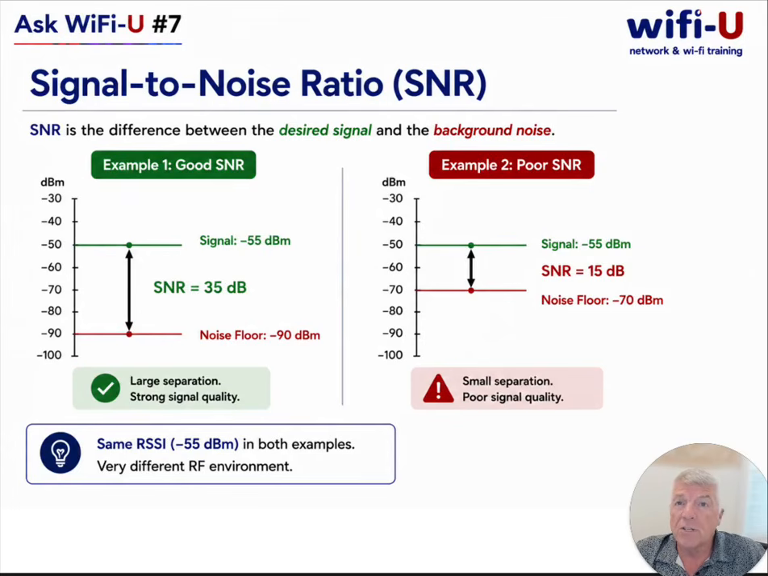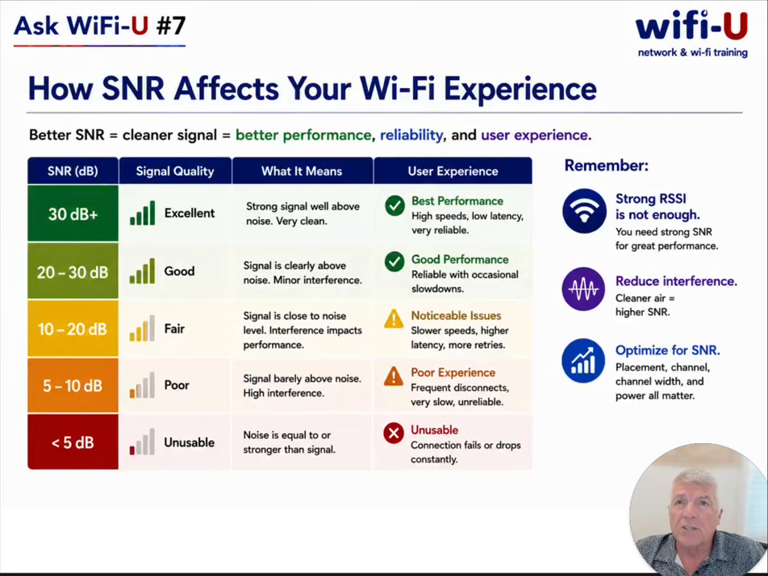Now suppose our signal is still -55, but the noise floor rises to -70. Our RSSI hasn't changed. We still have strong signal, but now we only have about 15 dB of separation between signal and the noise. It's the same RSSI, but a different RF environment. As SNR decreases, it becomes more difficult for the receiver to correctly interpret the signal.